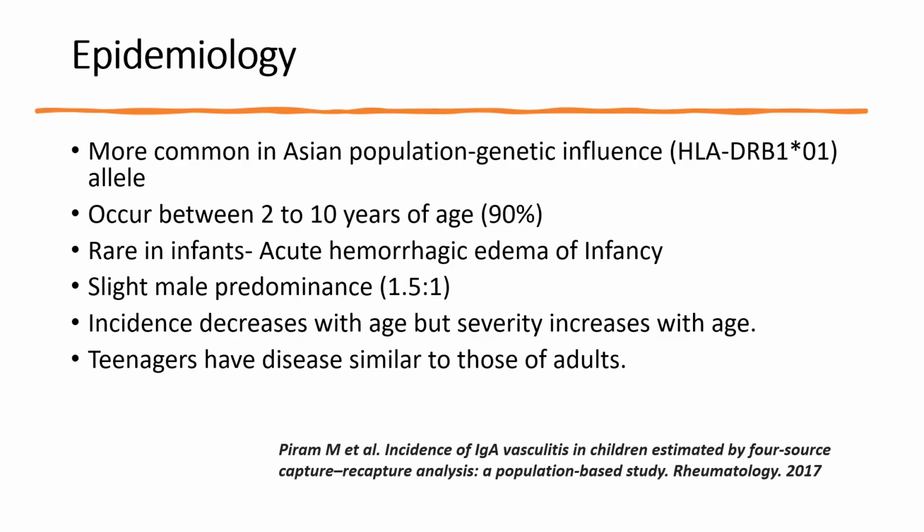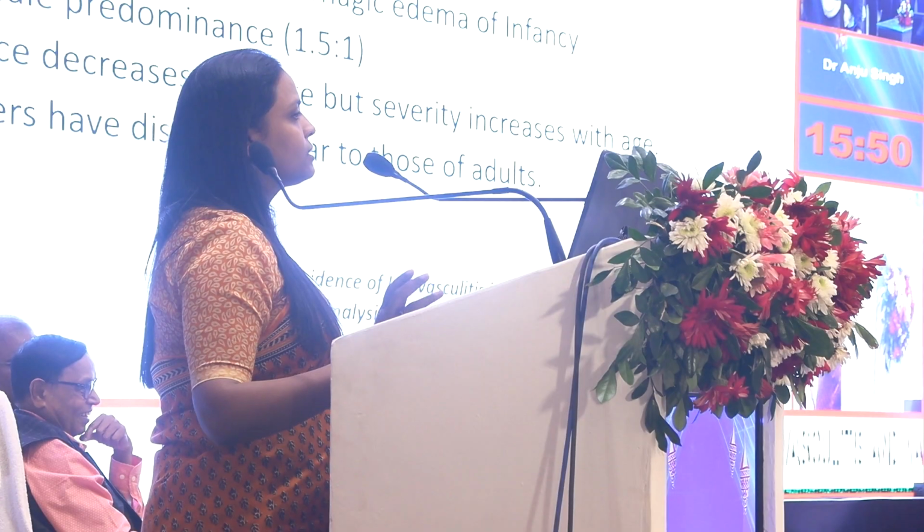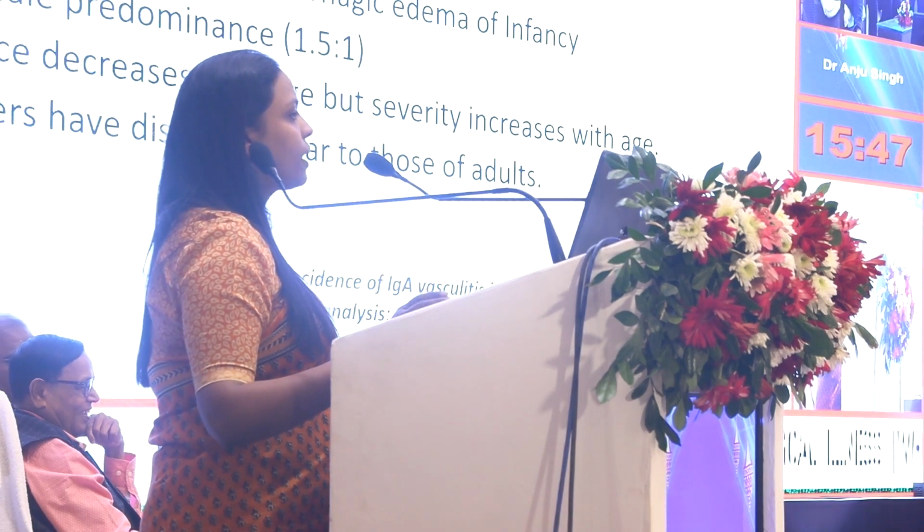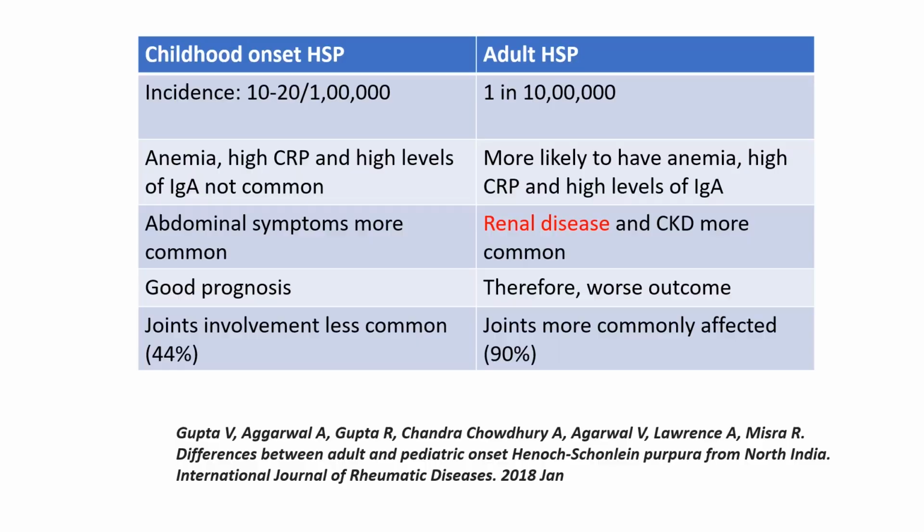In the epidemiology, we know that all primary vasculitis usually have a male predominance. Similarly, we see in HSP as well, though there is a slight male predominance, and more than 90% of children present between 2 to 10 years of age. So the outliers are those who present at less than 2 years or more than 10 years. But the important point to remember here is that though the incidence decreases with age, severity increases with age. We have a beautiful article from SGPGI, led by Dr. Amita ma'am, showing that children and teenagers are more likely to have a disease similar to that of adults.